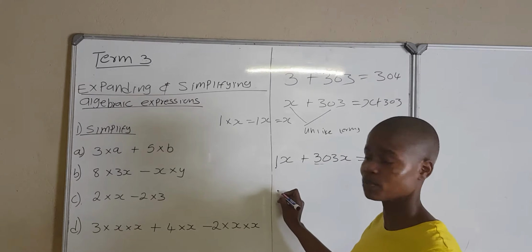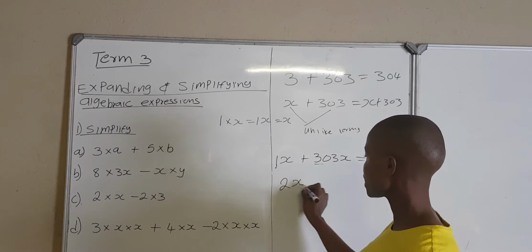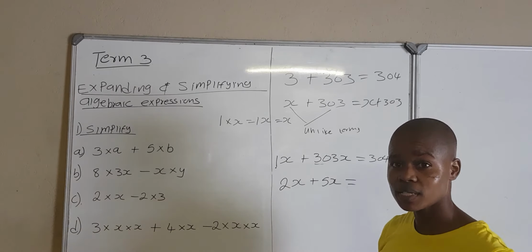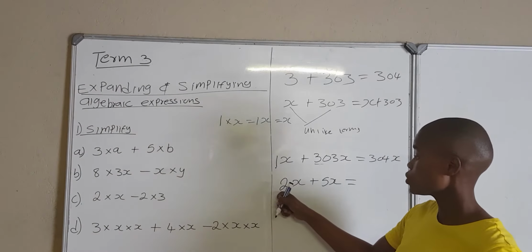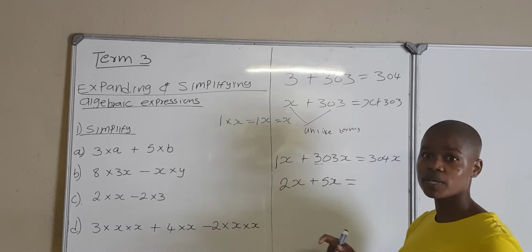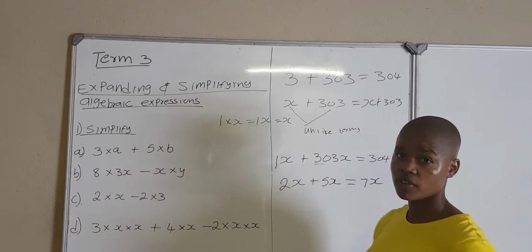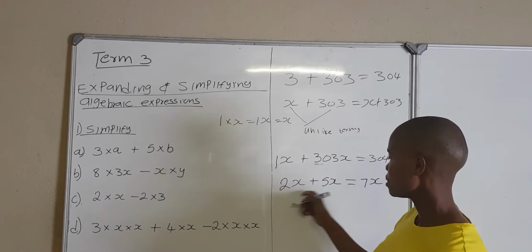And let me give you a simple number. Again, I've got 2x plus 5x. What am I adding? I'm adding the 2 and the 5. I'm adding the coefficients of those variables. That is going to be 7x. Okay? These are like terms.